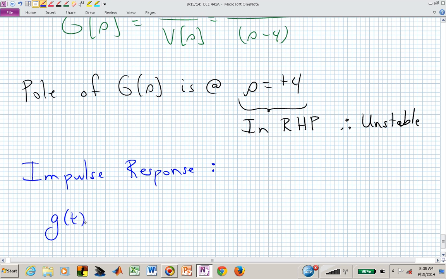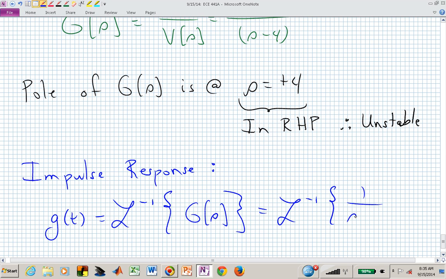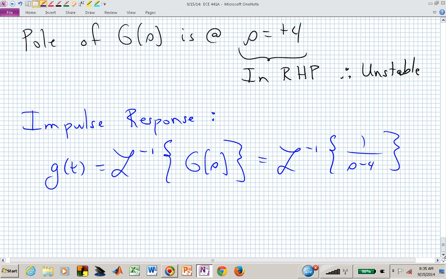Then we have this little g of t, which is the inverse Laplace of G of s. And now we have to go back to our Laplace transform table, and what happens when we inverse Laplace 1 over s minus 4? E to the 4t, and that's just going to go unbounded as time gets larger.